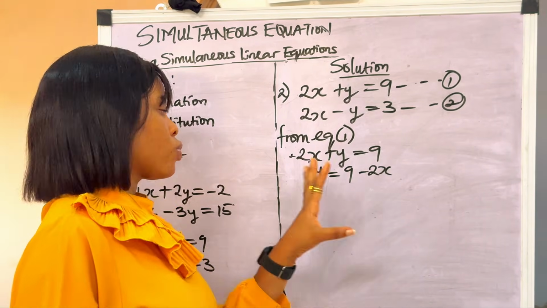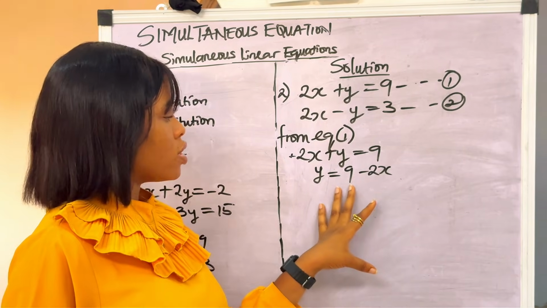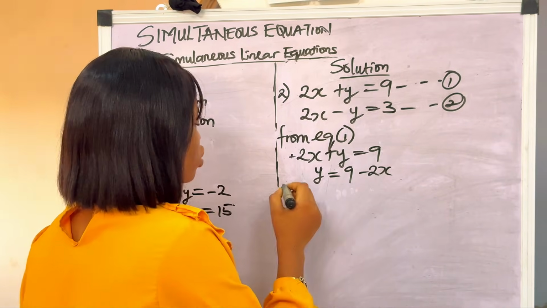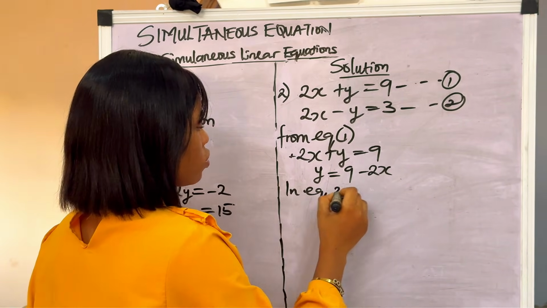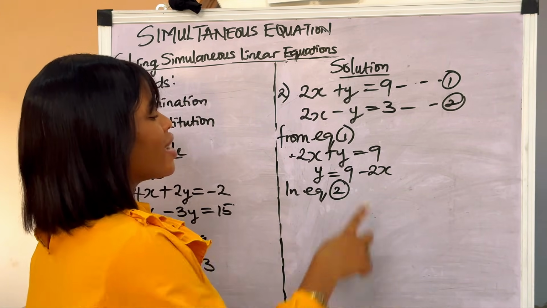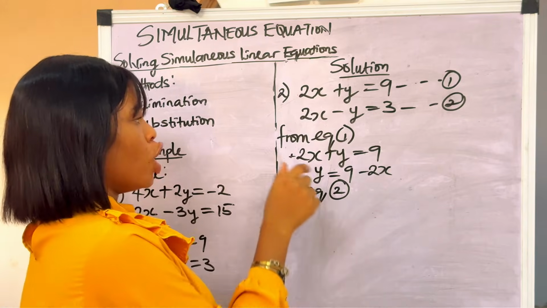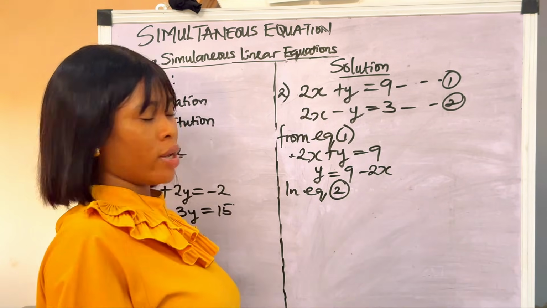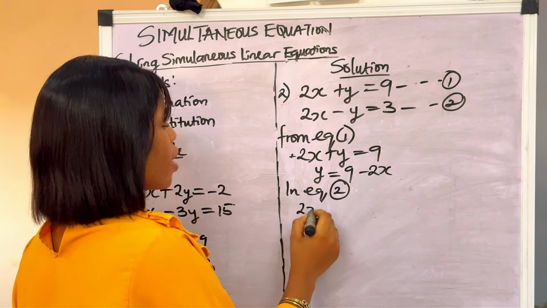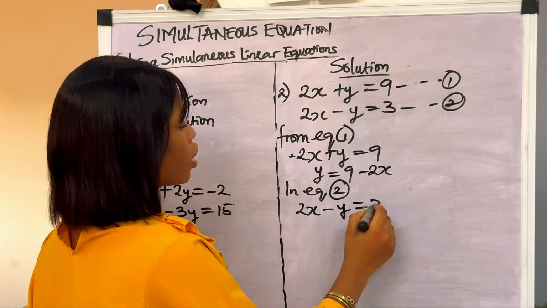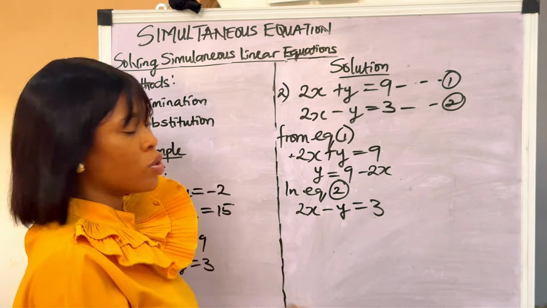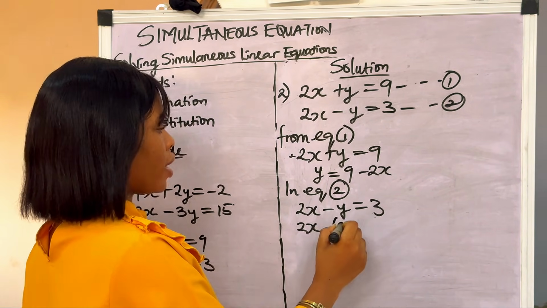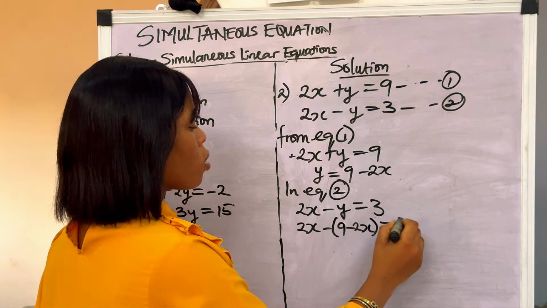What's the next thing to do? Substitute this for y in equation 2. So we're going to substitute 9 minus 2x for y in equation 2. That is, anywhere we see y, we put 9 minus 2x. So, in equation 2, we have 2x minus y equals 3. Now, instead of writing y, we're going to be using 9 minus 2x. So you have 2x minus, into bracket, 9 minus 2x equals 3.